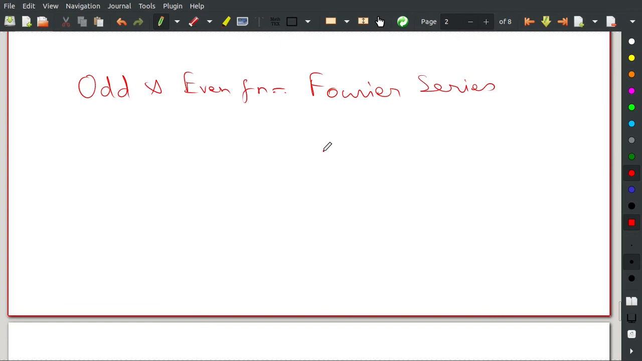If the limit is from minus pi less than x less than pi, here the length is minus pi to 0 and 0 to pi. So here we have a pi and here we have a pi, so the total length is 2 pi. Okay, so this satisfies the Fourier series condition.